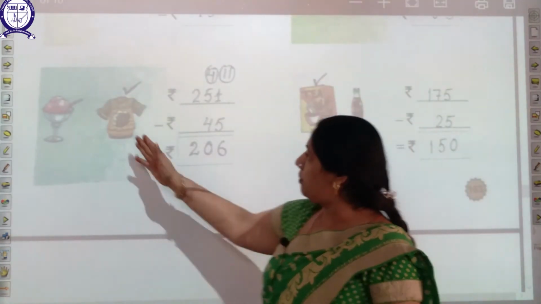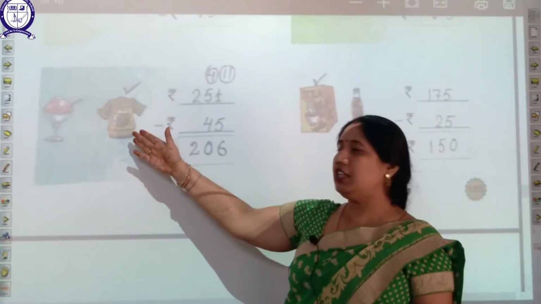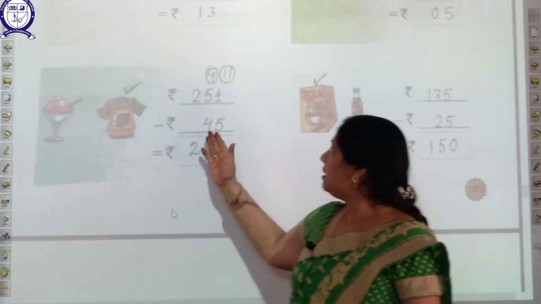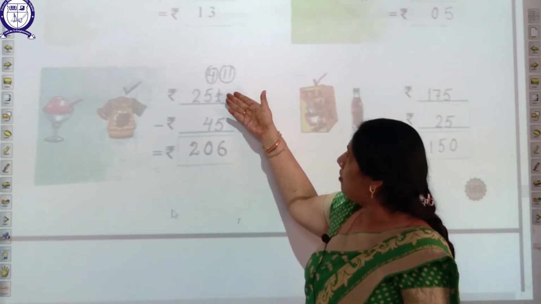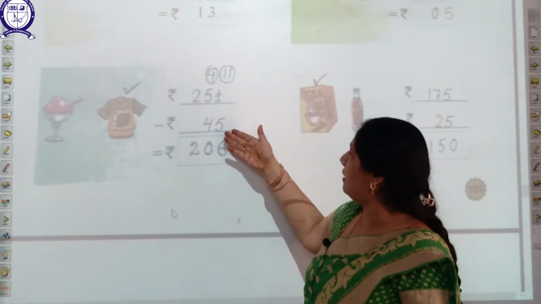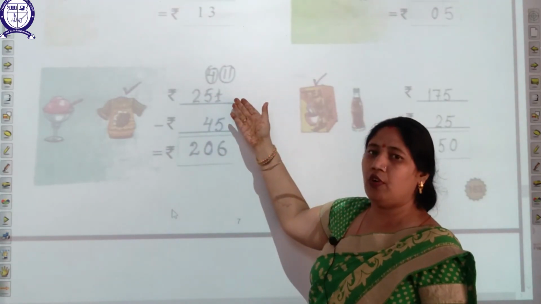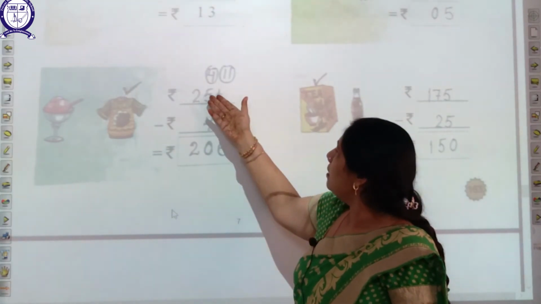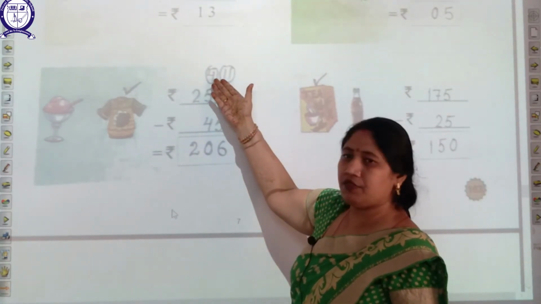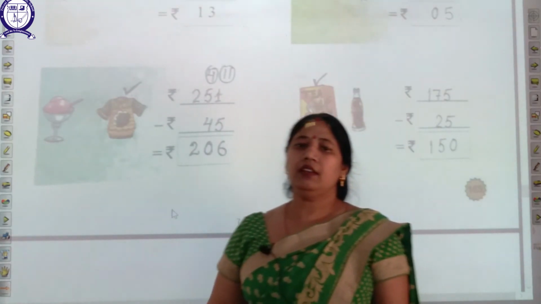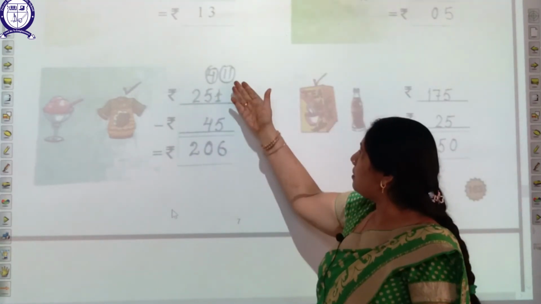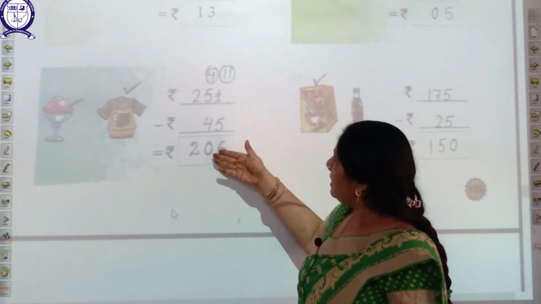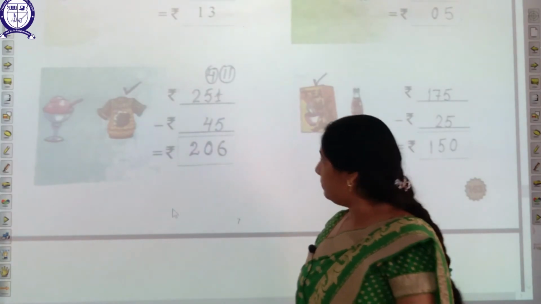The costlier item is the t-shirt. The cost of the t-shirt is 251 and the cost of the ice cream is 45. So we have given here 1 is lesser than 5, so we have to take a borrow from the tens place. So we have to regroup these numbers. 5 becomes 4 and we have to add 1 to the ones place. So it is 11. 5 out of 11 is 6. 4 out of 4 is 0 and 2 is the same.